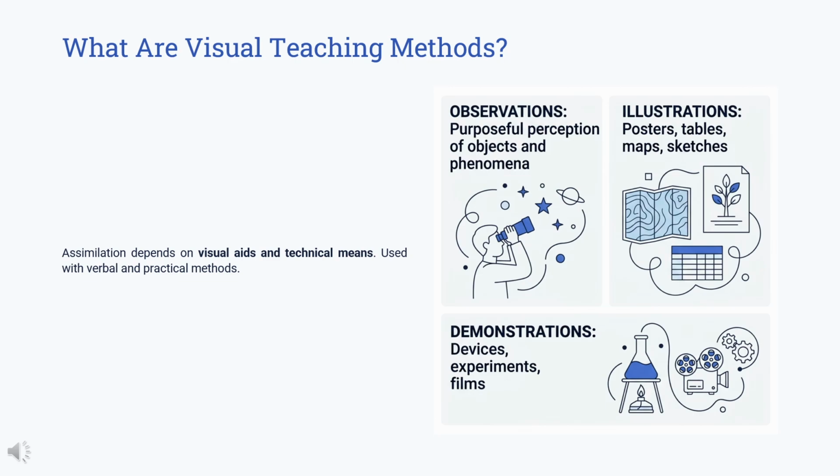This slide defines visual teaching methods through the role of visual aids and technical means in the process of assimilation. At the same time, it correctly notes that these methods are used together with verbal and practical methods rather than in isolation. This is pedagogically important. Visual teaching should not be understood as an alternative to explanation or practice. On the contrary, its effectiveness lies in the fact that it strengthens and clarifies other forms of educational activity. Therefore, visuality functions as a supporting and intensifying principle within the larger instructional process.